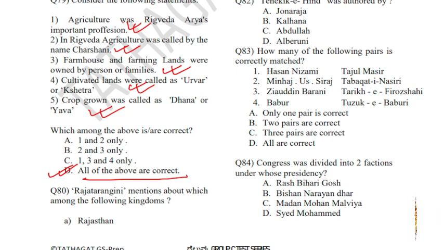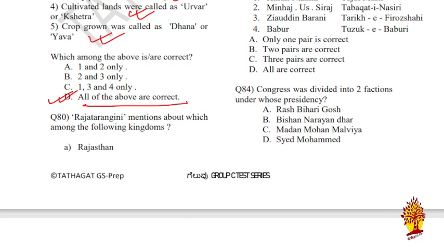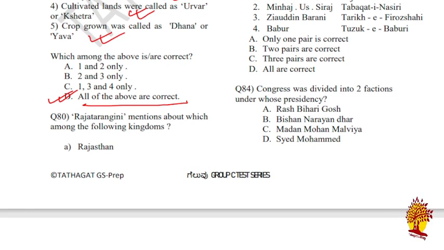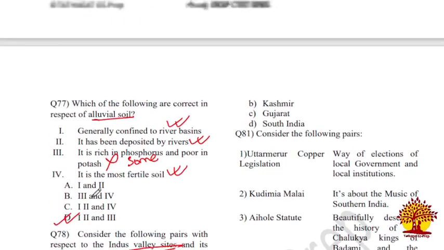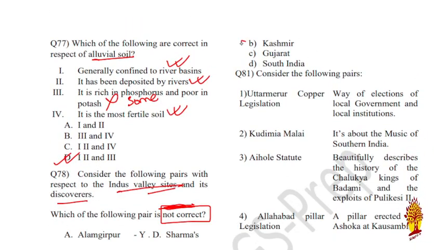Okay. They have mentioned about agriculture. What is the practice of agriculture, farming during the Vedic period? Here all the statements are correct. Next, 80th question. Rajatarangini mentions about which of the following kingdoms? Rajatarangini mentions about Kashmir. Option B is the right answer. Next, 81st question.